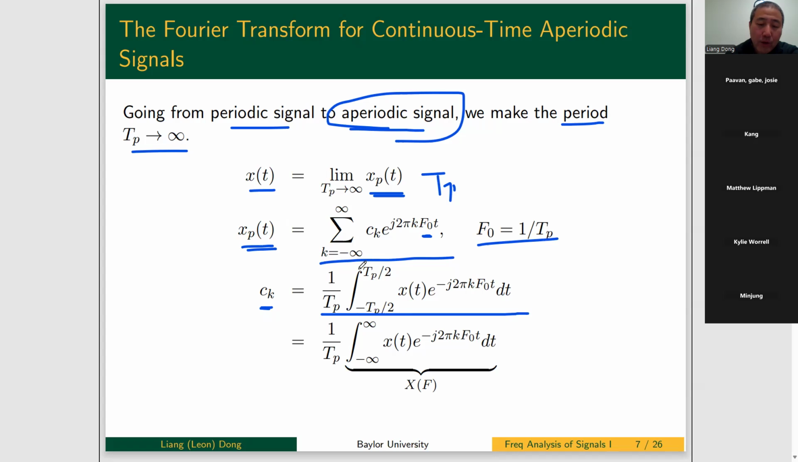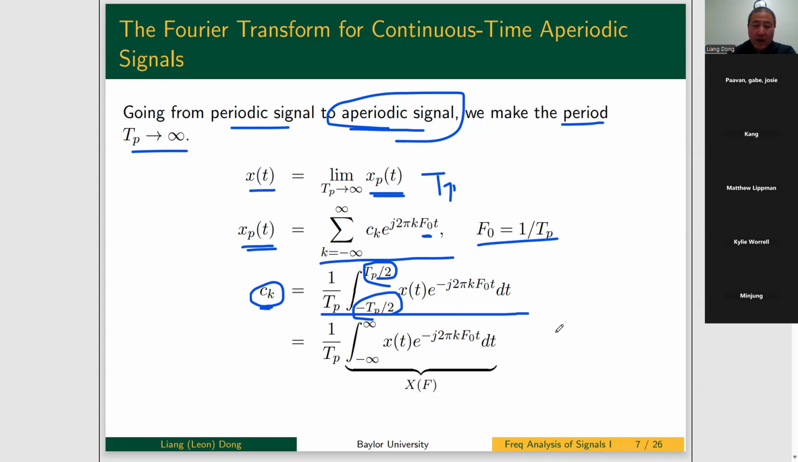So you are doing integration over one period. It can be from 0 to T sub p, or I can make it symmetric, from minus T sub p over 2 to positive T sub p over 2, but that's integration over one period. And I put in that divided by T sub p, and that will give me C sub k.